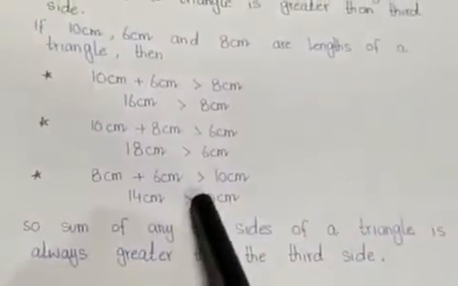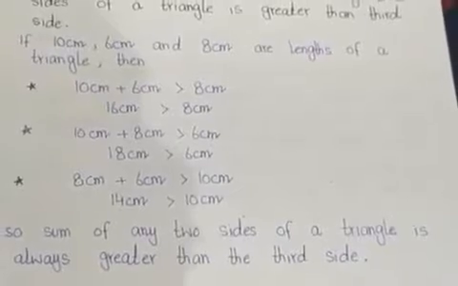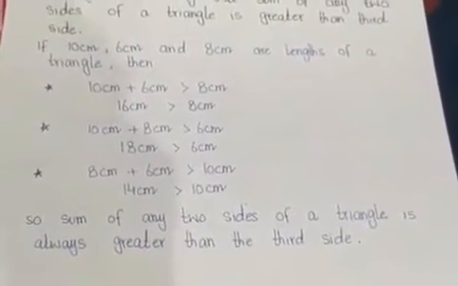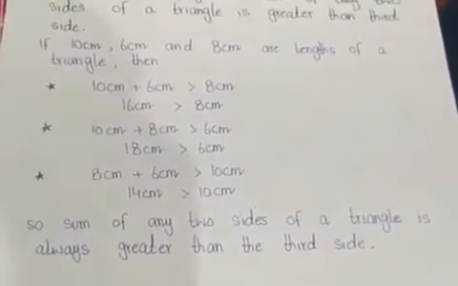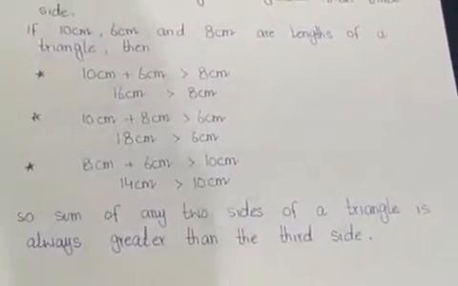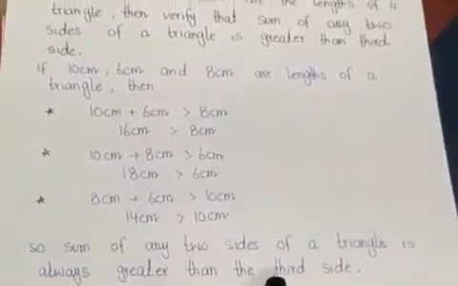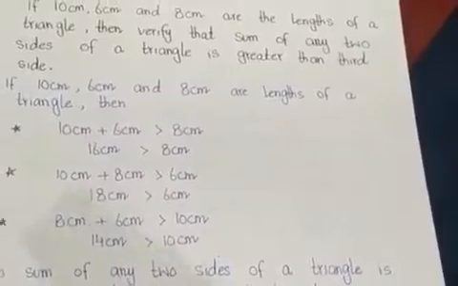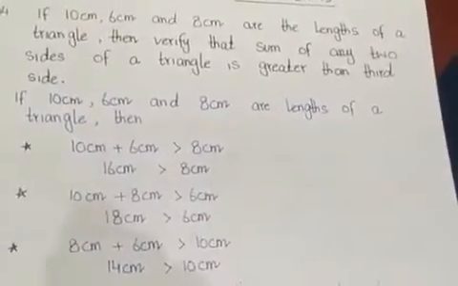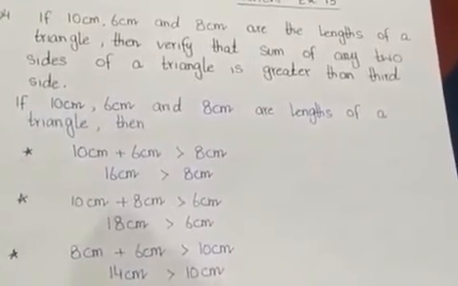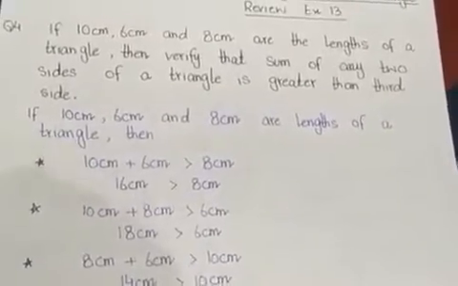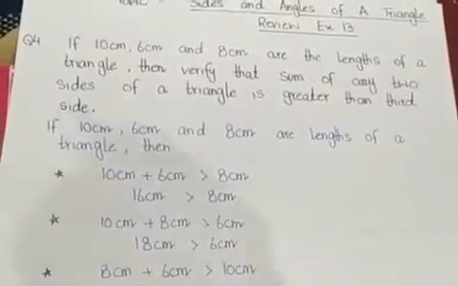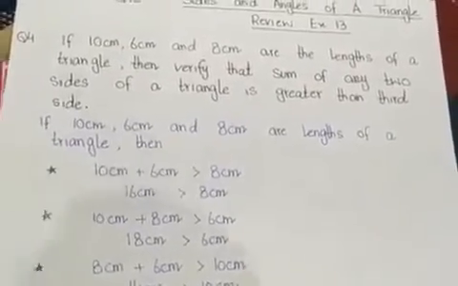From these 3 points you can see that sum of any two sides of triangle is always greater than the third remaining side. Clear? So it is verified. I hope the question is clear to you. You have to keenly observe the question. Either it is asking about the difference or about the sum. So difference is always less than the third side, but sum is always greater than the third side. So please be careful.